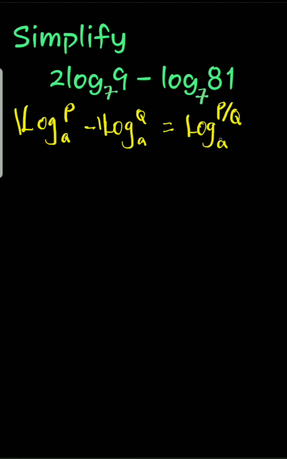So let's get back to the problem. What we have here is 2 log 9 base 7 minus log 81 base 7. When you look at this closely, you see that the coefficient of the second logarithm is 1, but the coefficient of the first is 2. And so we can't go on to apply the law right now. We can't solve this further right now.